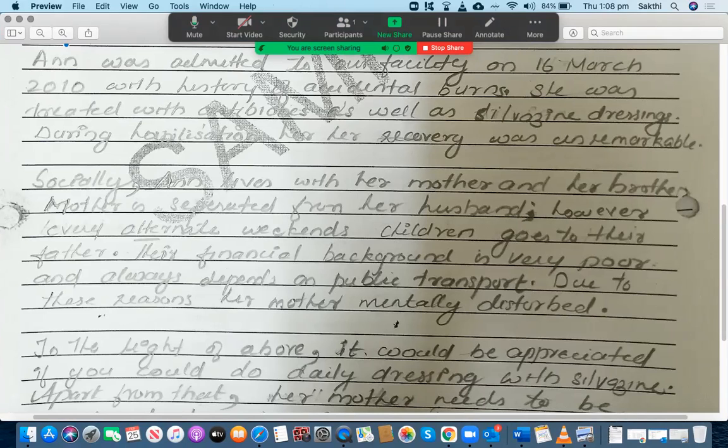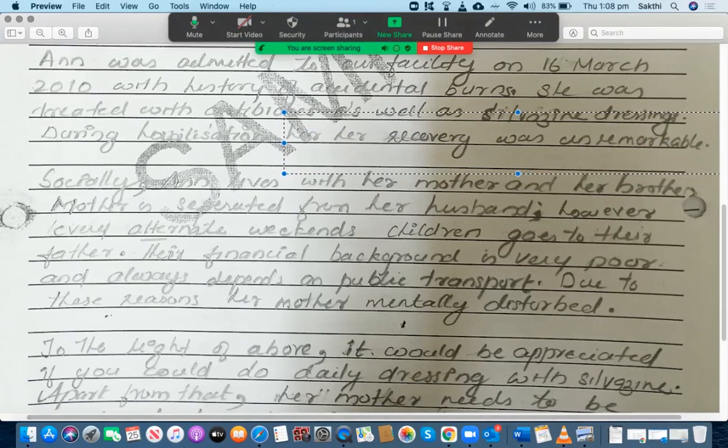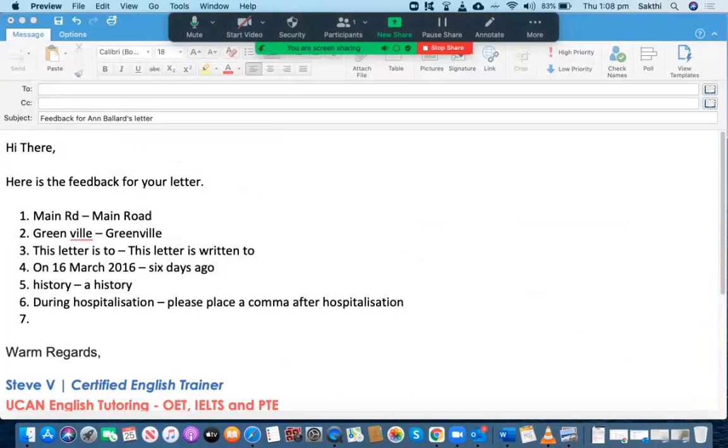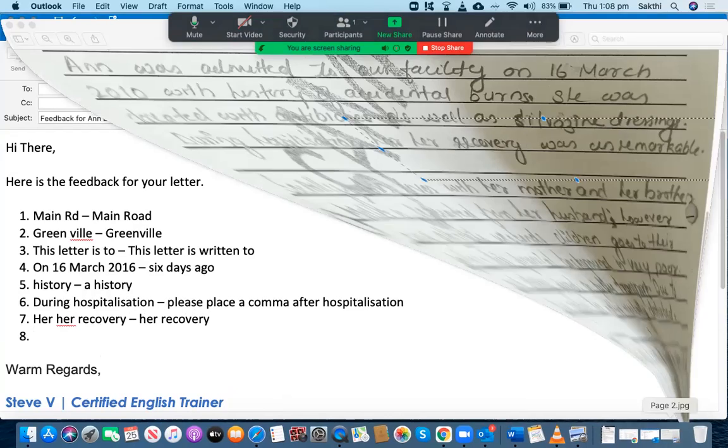During hospitalization, her recovery. So she has written her twice, her recovery was unremarkable. So this is not good. Don't repeat two words. Don't say her recovery, it's only her recovery. Remove one her, please. All right, let's go to the next one.